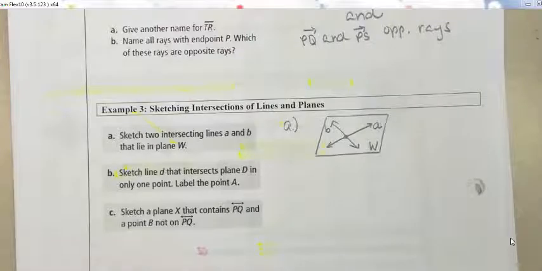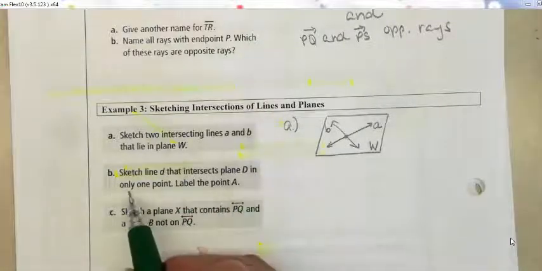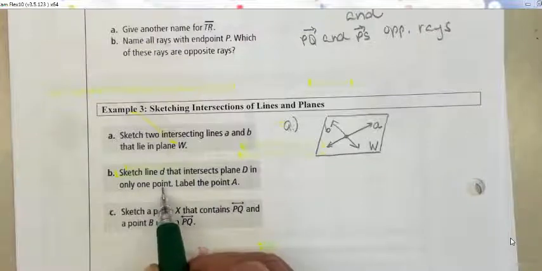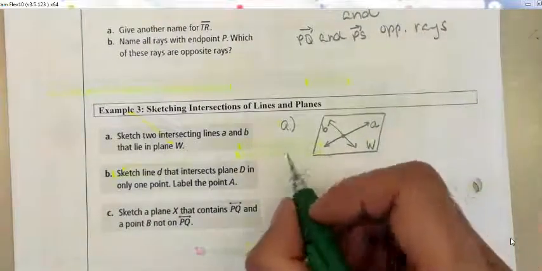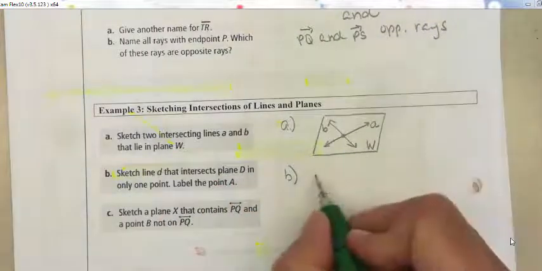All right, next one, we're going to sketch line D that intersects plane D in only one point and label the point A. Okay, so for B, we'll do plane D first.